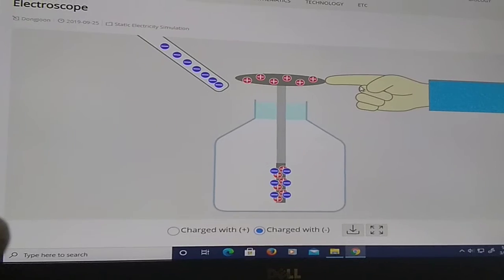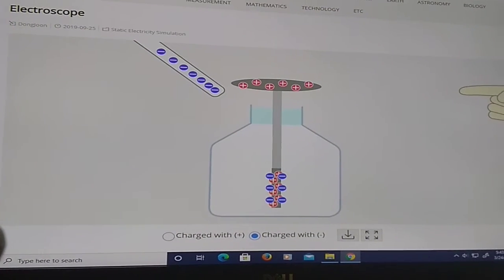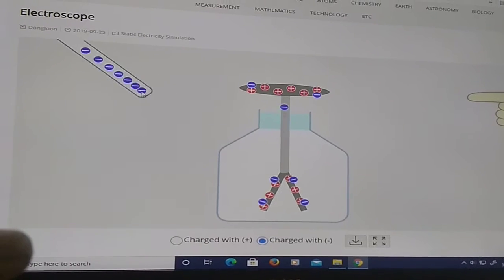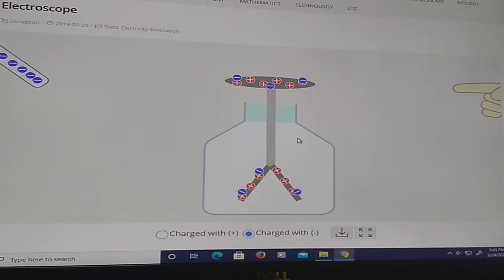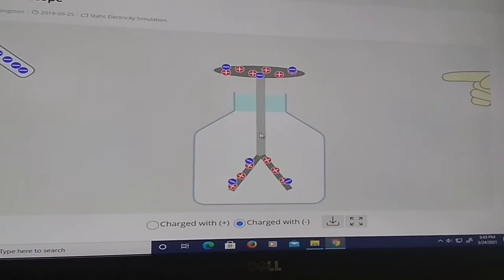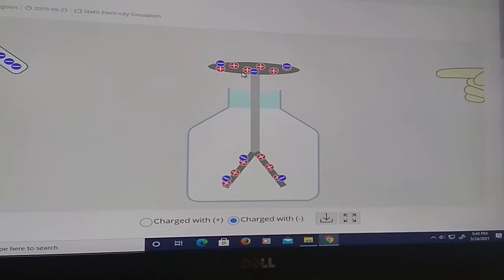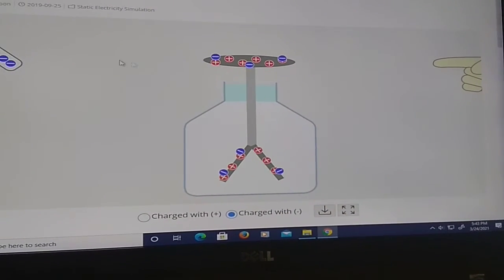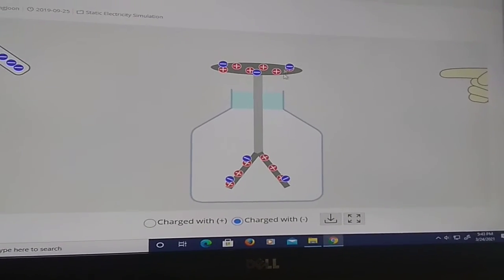But watch what happens if I remove the finger. Now it's not there. Those electrons can't get back. Now, if the electroscope stays out like this, that indicates that right now there is a charge on it. And you can tell that there's a positive charge because not every proton, not every positive charge is matched up with an electron.